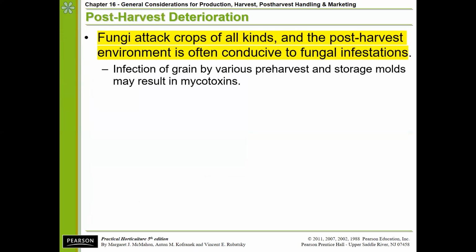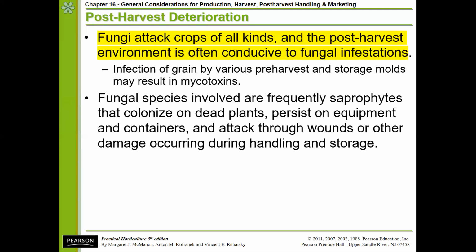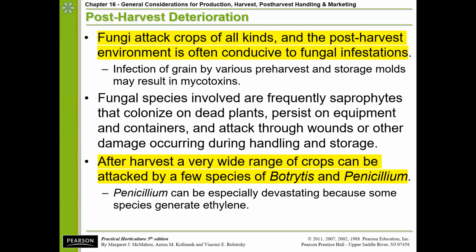Another issue, of course, is that fungi can attack any kind of crop, and we want to try to alter that post-harvest environment to make it not conducive to fungal infestations. Because in many cases it is. Cool and moist tends to promote a lot of fungal growth. But you could potentially alter that by a few degrees in order to prevent a lot of fungal growth.